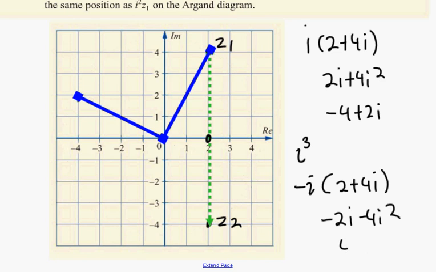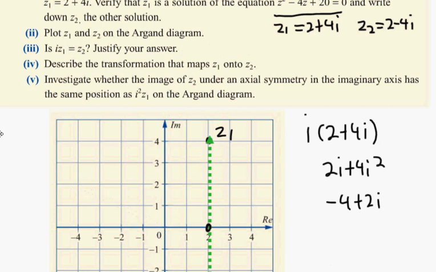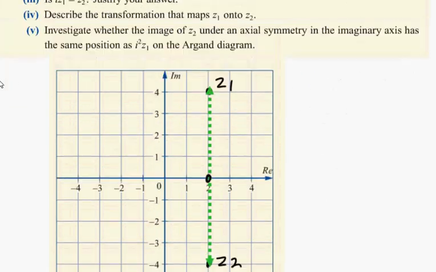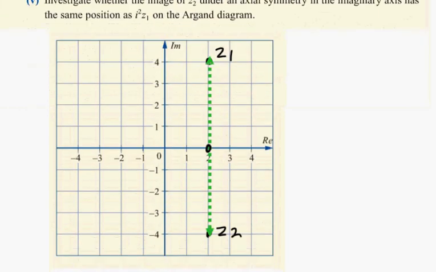Just remember that. So, are they the same thing, is what we've been asked. They are not the same thing because this is the point minus 4 plus 2i. It does not equal Z2, which is 2 minus 4i. They're not the same points. Describe a transformation that maps Z1 onto Z2. I already covered this earlier. What maps Z1 onto Z2? Axial symmetry in what axis? Axial symmetry in the x-axis will map Z1 onto Z2. This one onto this one.